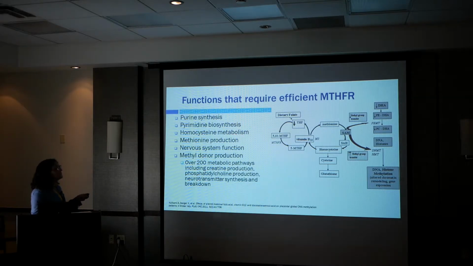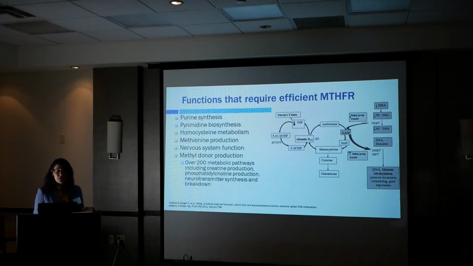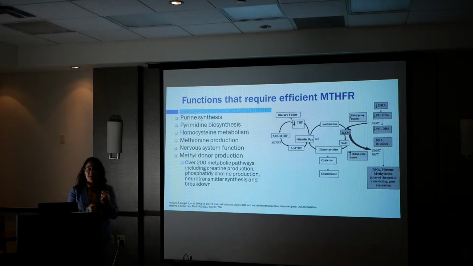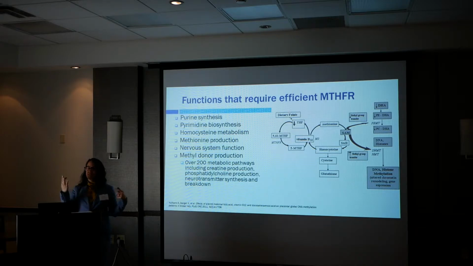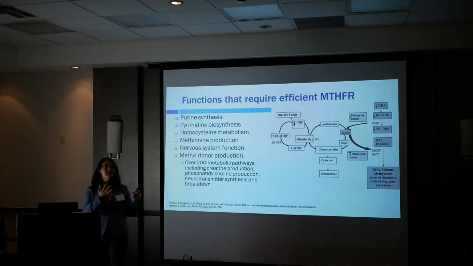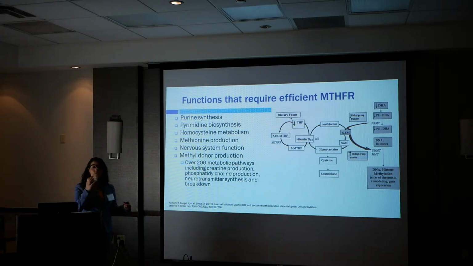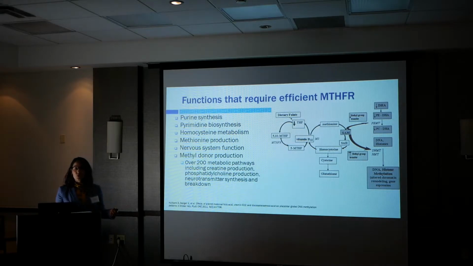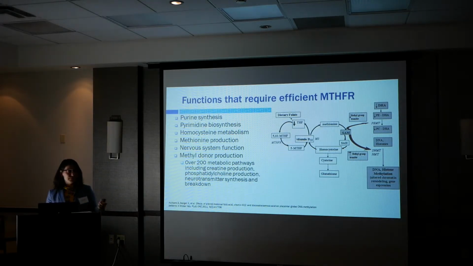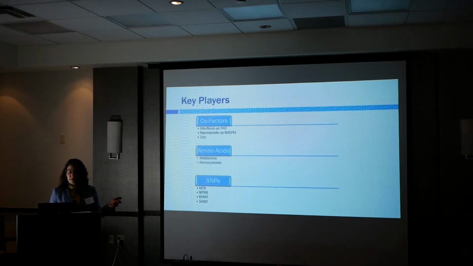All right, so functions that require efficient methylenetetrahydrofolate reductase activity. You probably already know most of these: purine synthesis, pyrimidine synthesis, obviously homocysteine metabolism, methionine production, nervous system function. There are over 200 pathways that require the transfer of methyl groups. Some of the really big ones are the production of creatine and choline. So we'll get a little bit more into depth on those as well.